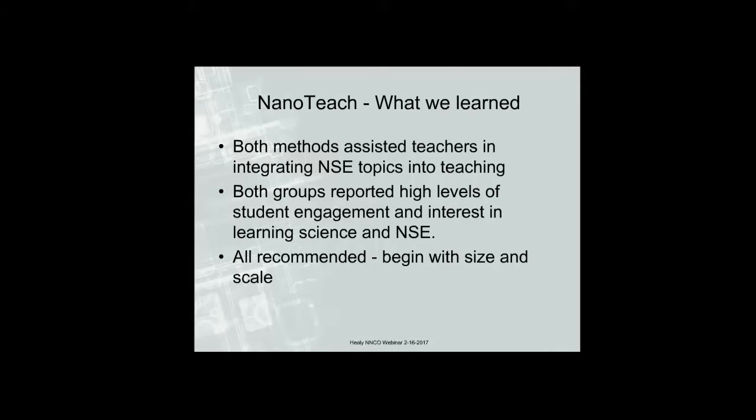But all of the teachers that were in this project indicated that when you want to include nanoscale science and engineering in your classroom, you must begin with size and scale.